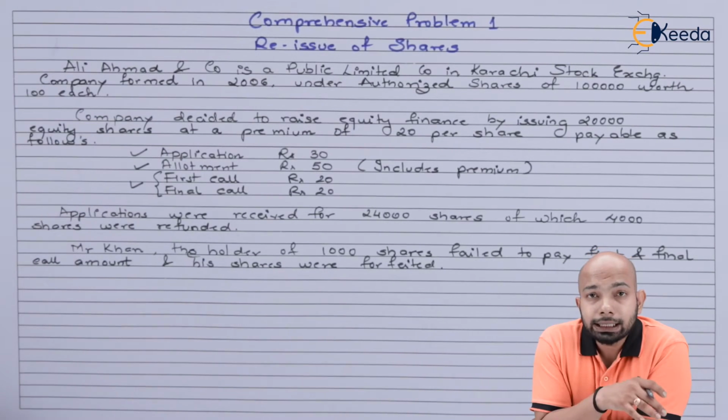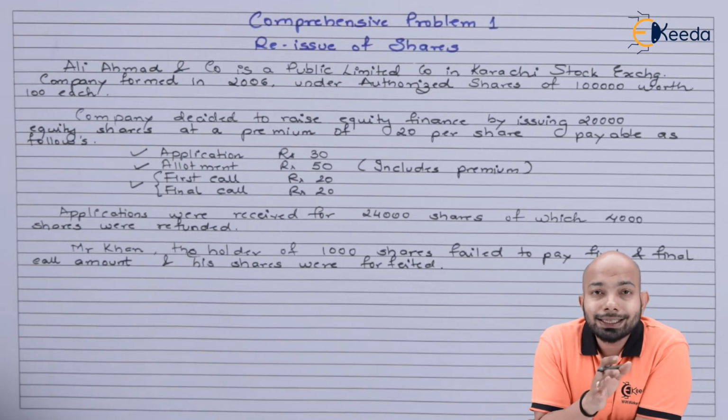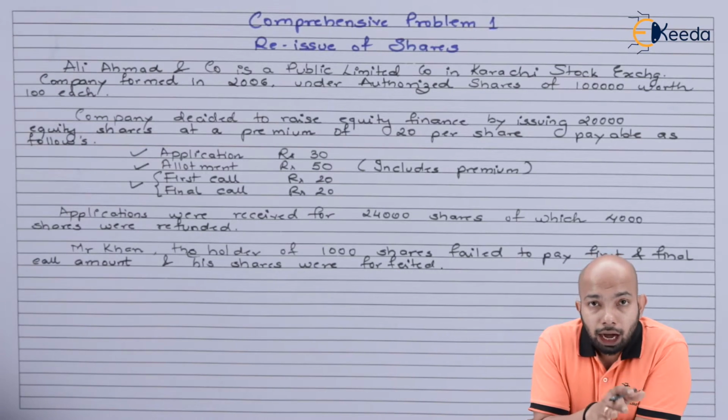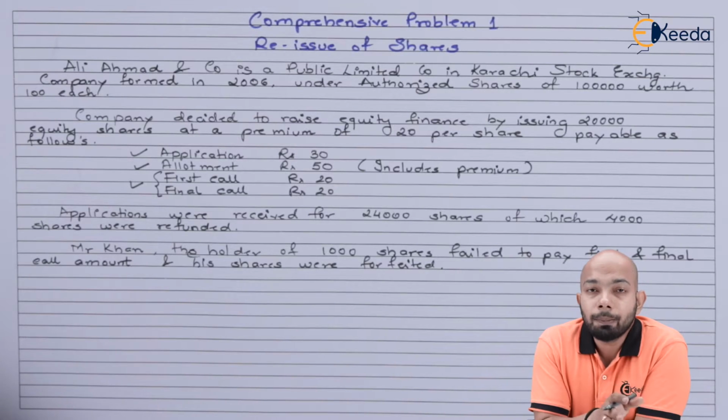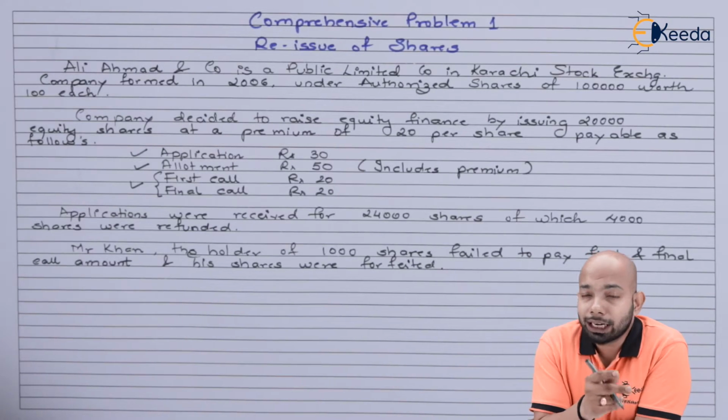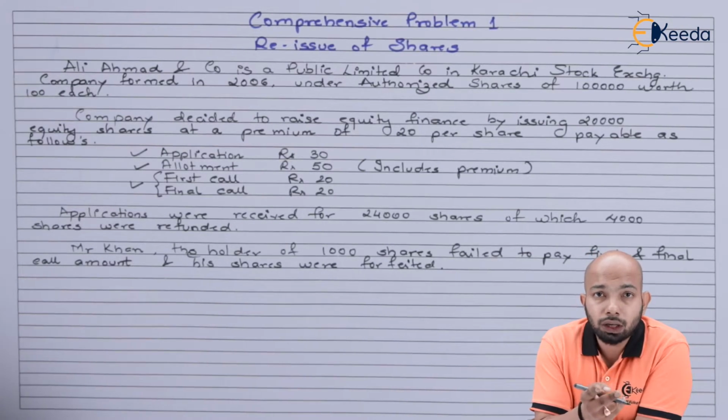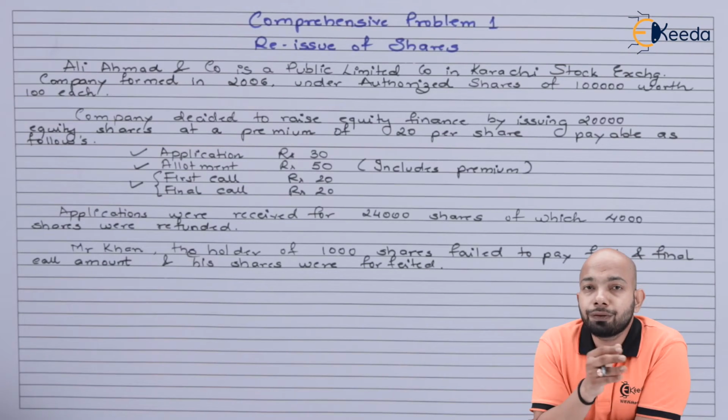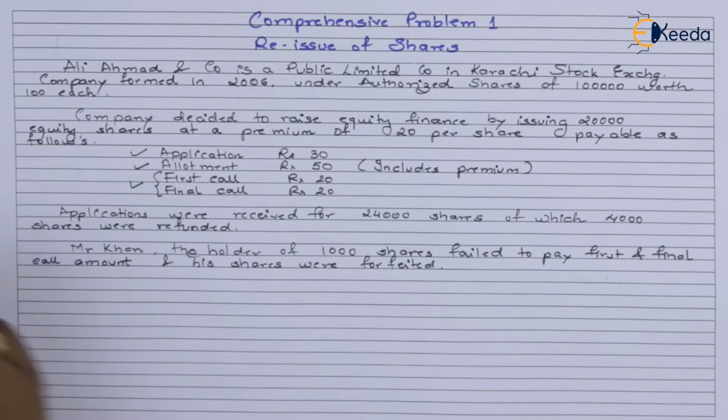Now, there is Mr. Khan in the question, who is the holder of 1,000 shares. The company decided to forfeit his shares after he didn't pay the first and final call amount. That means he missed paying the first and final call amount, and hence the company decided to forfeit his 1,000 shares here.